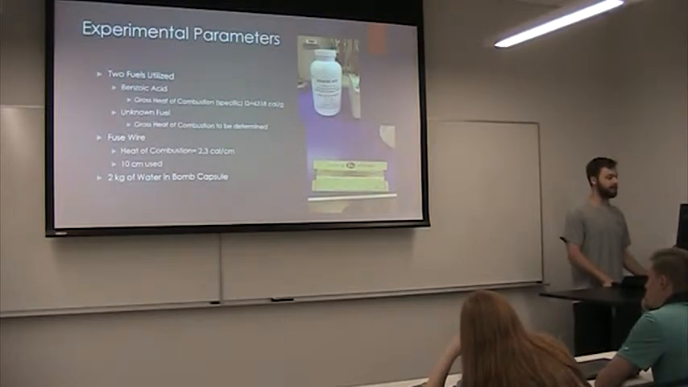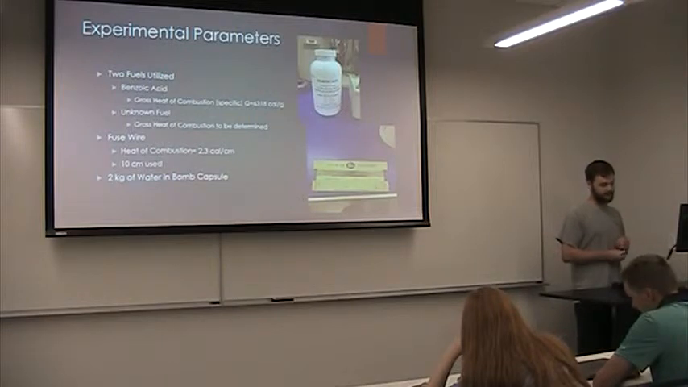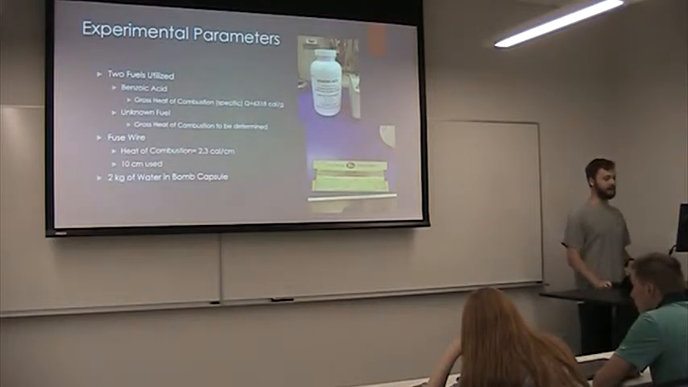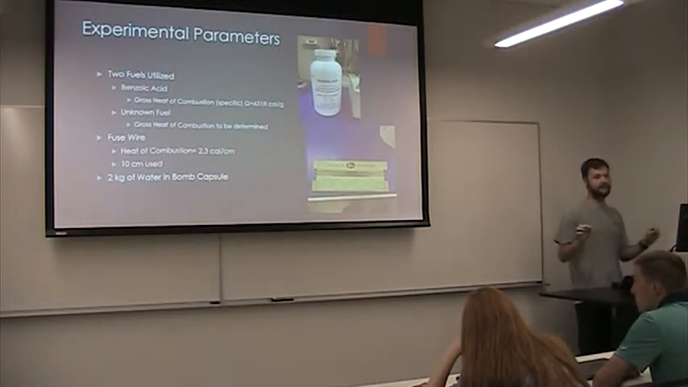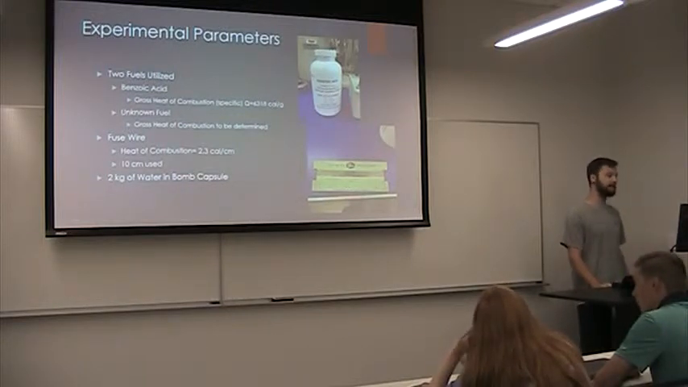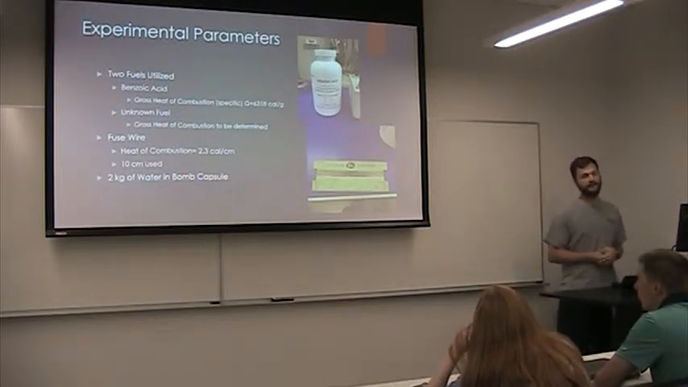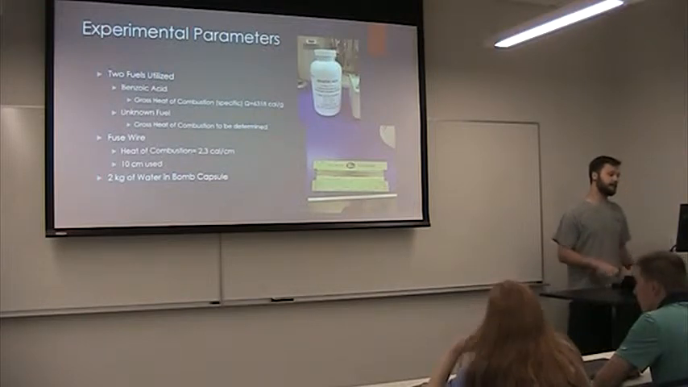Getting into the experimental parameters. The benzoic acid heat of combustion was given as 6,318 calories per gram. And for the unknown fuel source, part of this experiment is to determine that heat of combustion. We also use this fuse wire, and it linearized the amount of calories to the length of wire that you use. It's about 2.3 calories per centimeter, and we used 10 centimeters for this experiment. And then the bomb capsule was filled with about 2 kilograms of water in the bomb.